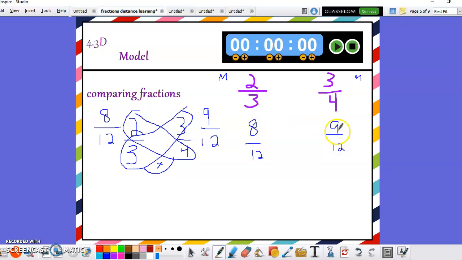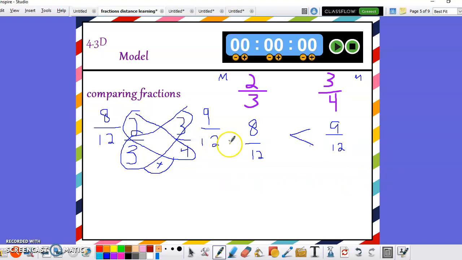Well, 8 and 9. Since my denominators are the same, I'm just looking at my numerators, 8 and 9. Which one is larger? 9. So my 9 twelfths gets 2 dots. And then I'm going to connect my dots to make sure my comparison symbol goes the same way. Now, we could list our multiples.